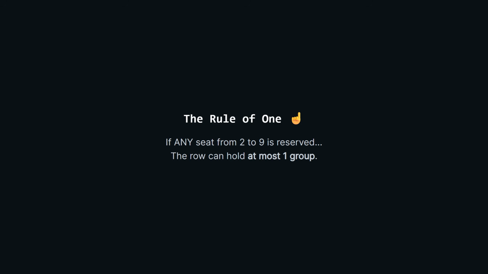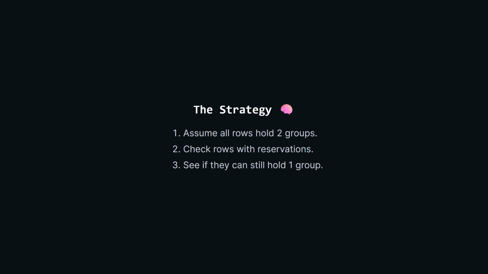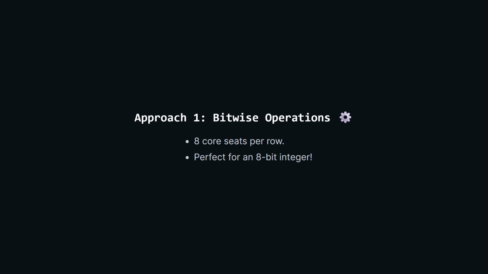Because of how the blocks overlap, if there is any reservation in seats 2 through 9, it is physically impossible to fit 2 groups in that row. It will always drop to a maximum of 1 group or 0. So our strategy is clear. We assume every completely empty row gives us 2 groups. Then, we only need to look at the rows that have reservations and check if they can still squeeze in exactly 1 group. This brings us to the first approach from the editorial, bitwise operations.